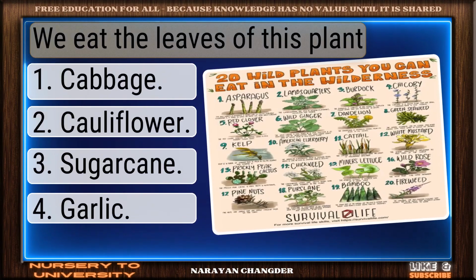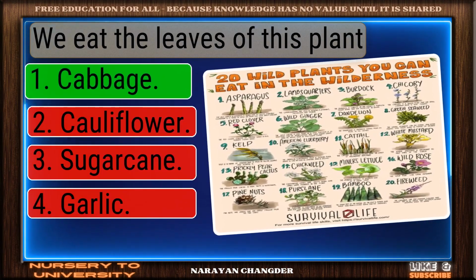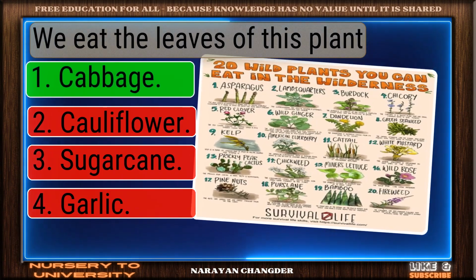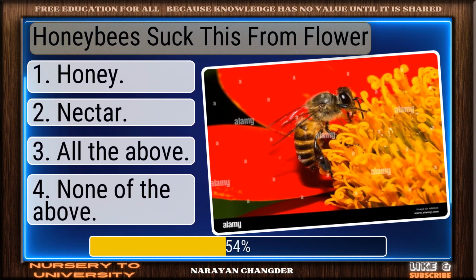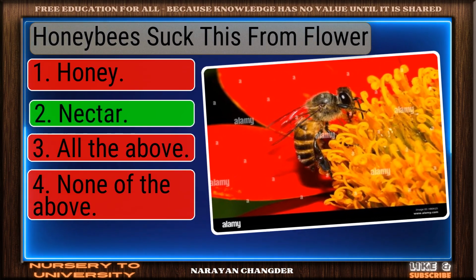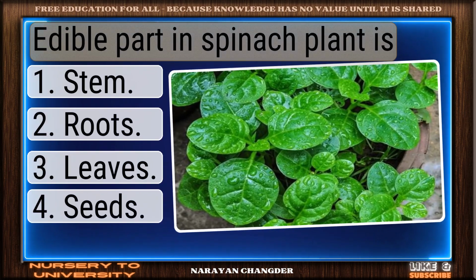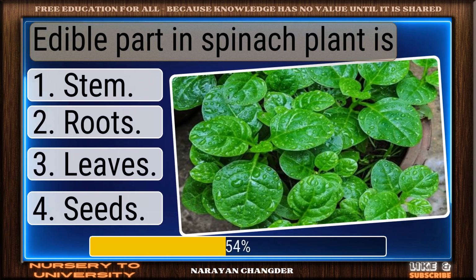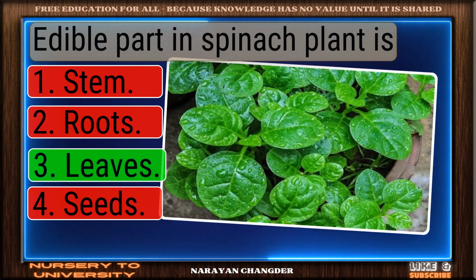We eat the leaves of this plant. Valid point. Cabbage is true. Honeybees suck this from flower. You got it. Your choice nectar is right. Edible part in spinach plant is. Strong choice. Leaves is the right answer.